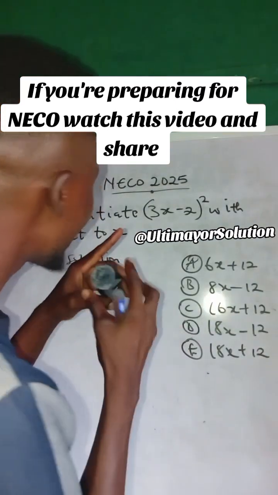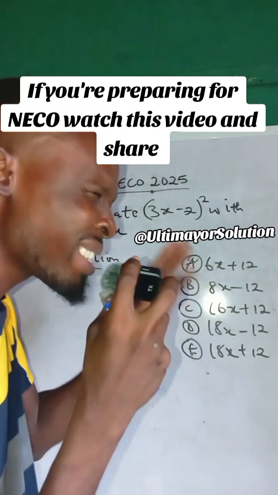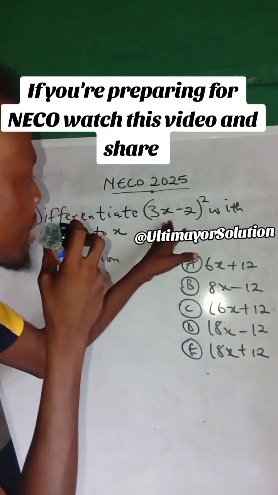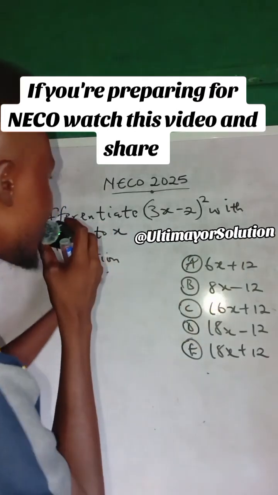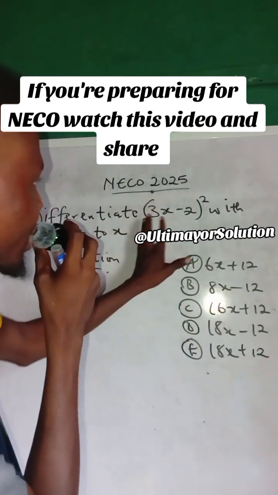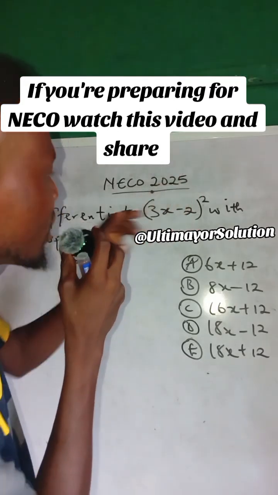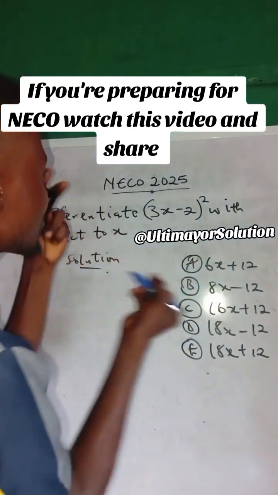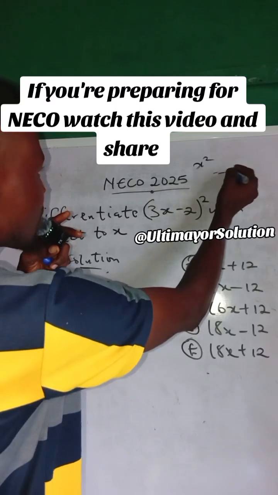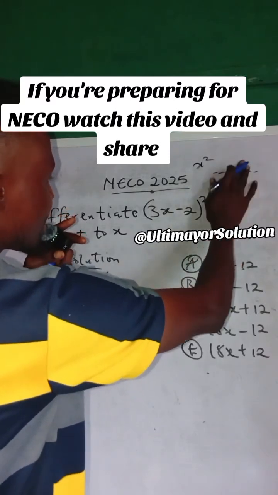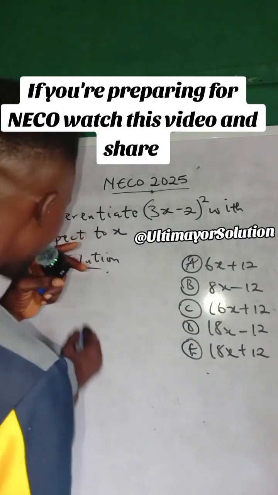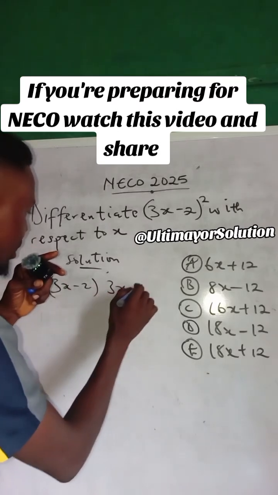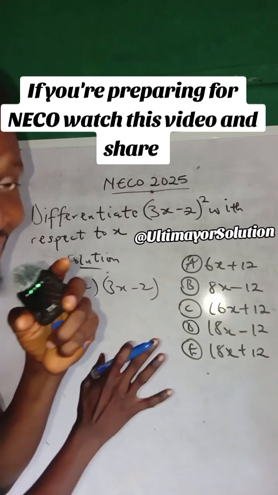Now, first thing is, since this question is an objective question, let's use the easiest method to solve it. Differentiate (3x minus 2) squared with respect to x. So 3x minus 2 is inside the bracket, all squared. That means this 3x minus 2 will come in brackets twice. Remember, if I have x squared, that means we have x times x. The same thing will happen here. So we have (3x minus 2)(3x minus 2). That's step 1.